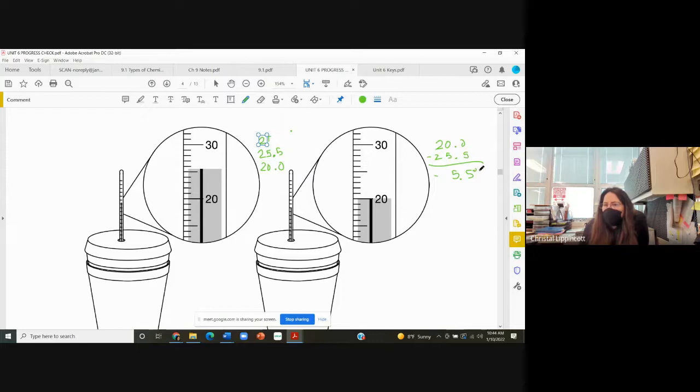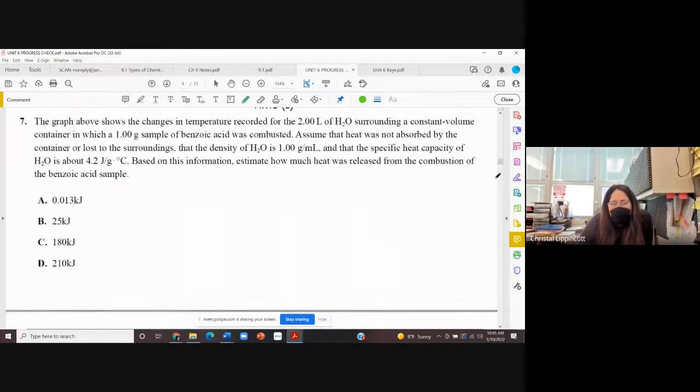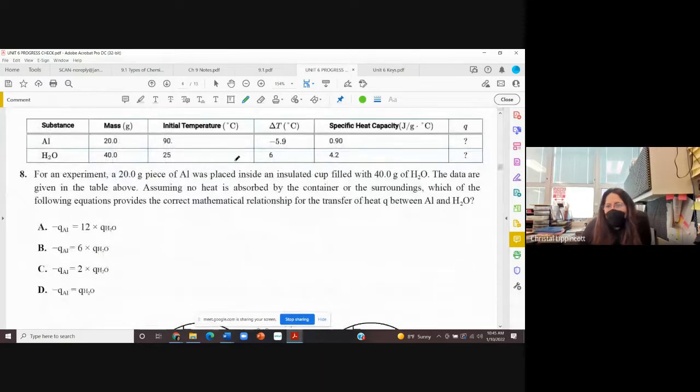All right. Sounds good. Is number 8? Nope, I went too far. Sorry. Okay, number 8 here. I didn't know how to do it. Well, the heat lost by the aluminum is going to be the heat gained by the water. Yep. Okay, that's easy. Number 12.